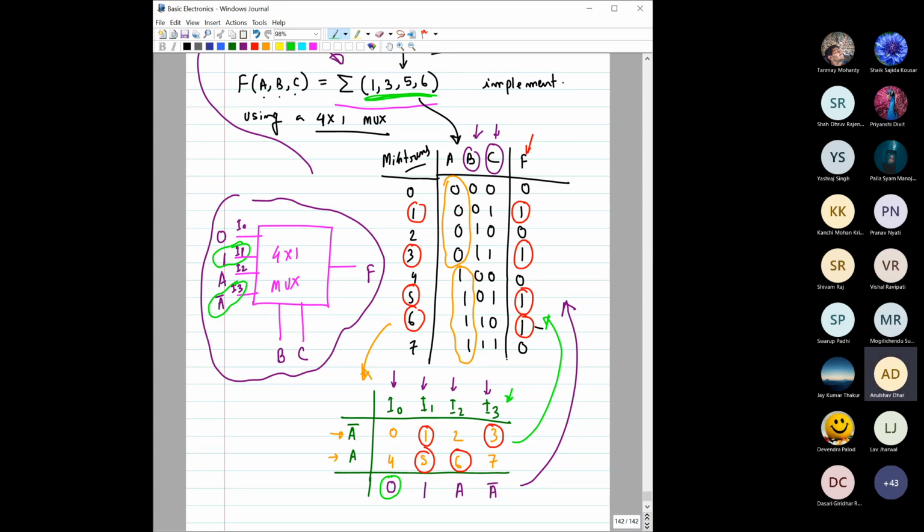Sir, I3 corresponds to minterms 3 and 7. Yes, I3 corresponds to minterm 3 and minterm 7. So the output is just opposite of A. You can see here the A value is 1, and the output is equal to 0. So it is basically A bar, right? And you can see from here the A value is 0, and at this F what you are getting is 1. So basically it is A bar, right?